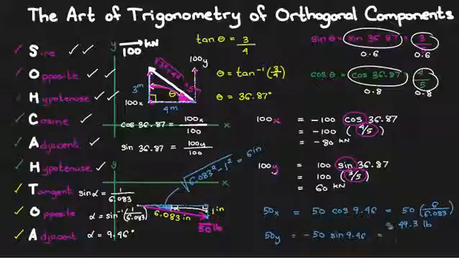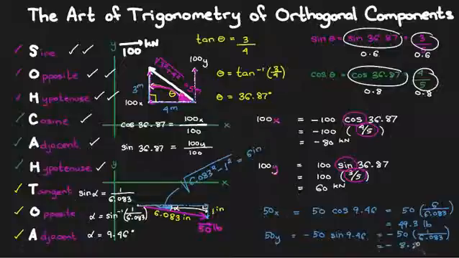Or if I'm interested in using the ratio that is numerically equal to sine of 9.46, isn't that just 50 times sine? By definition, it is opposite over hypotenuse. Opposite is 1 over the hypotenuse, 6.083, and I must put a negative sign in front of that term, and that is equal to negative 8.22 pounds.